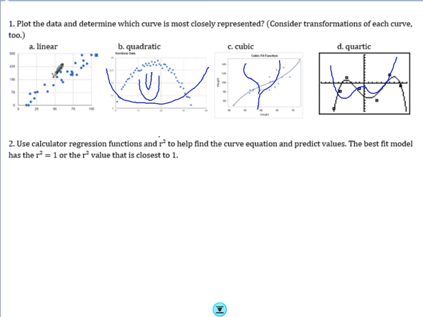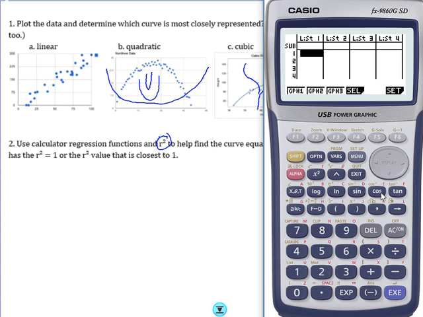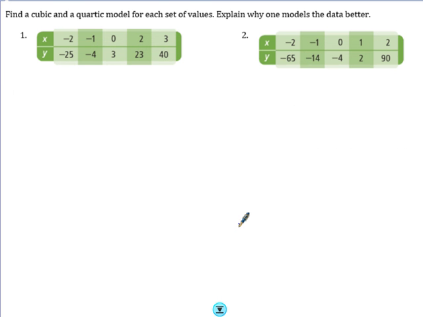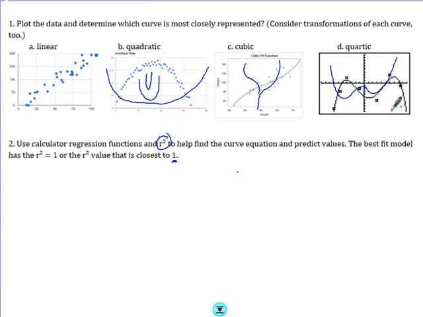The way that we can decide the best one is to look at the r squared value. When you actually get the equation, it gives you the equation and it says r squared. We talked about in Algebra 1 the correlation coefficient and wanting that to be as close to 1 or -1 as possible. So we're going to look at the r squared, and we want the one that is closest to +1. Let's look at these examples. They are going to ask you to do a cubic and a quartic model and explain why one models the data better. The better model is the one with the r squared value closest to 1.